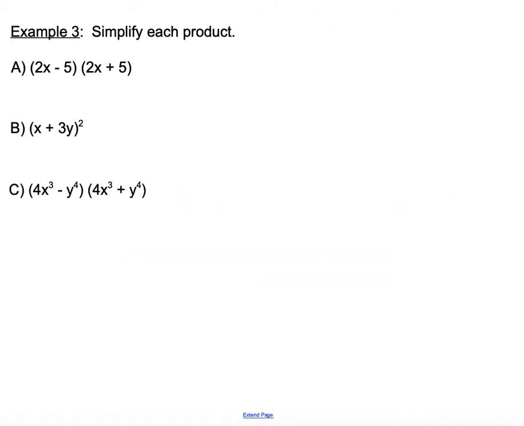All right, so let's simplify each of these products. So the first one there, just go ahead and either FOIL it out, first, outer, inner, last terms, or use double distributive property. So you distribute the 2x through the second set of parentheses, and then distribute the minus 5 through the second set of parentheses. So distribute the 2x through, I get 4x squared, and then a plus 10x. Now I distribute the minus 5 through the second set of parentheses, so minus 10x minus 25.